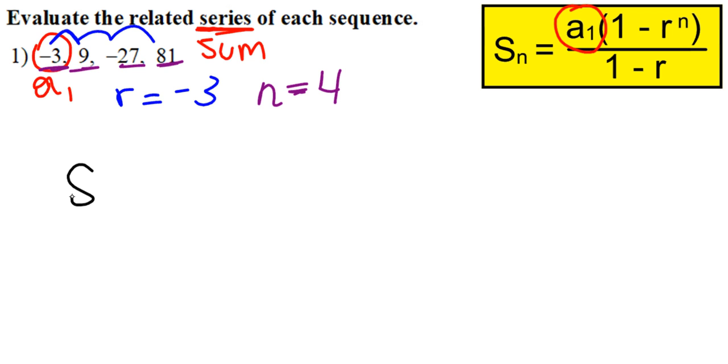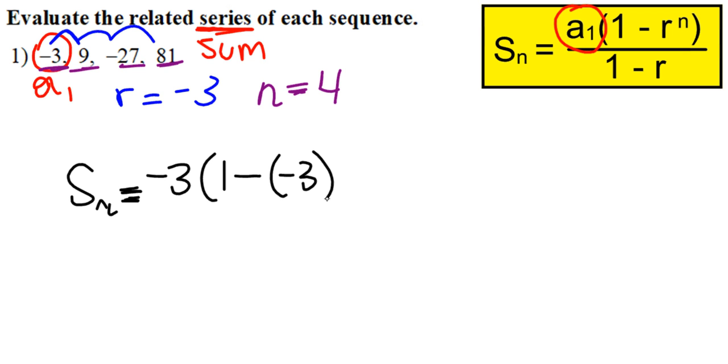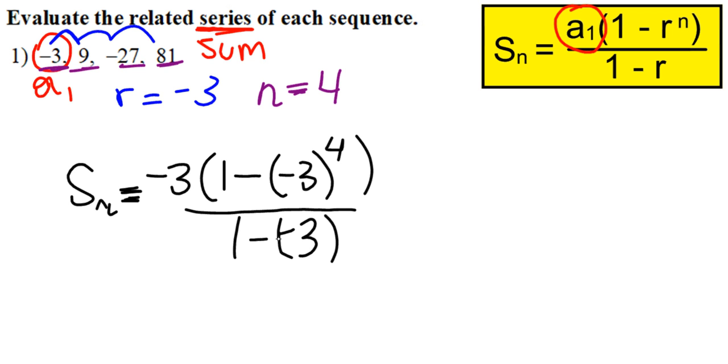The sum of the first 4 terms, Sn, equals a1 is negative 3 times 1 minus r is negative 3 to the 4th power, all over 1 minus negative 3. So we can do this by hand, or it's probably going to be easier to do this on a calculator, but I would recommend you use parentheses around the denominator. Or even better yet, if you said 1 minus negative 3 was 4, it's probably going to be even better to do it that way.